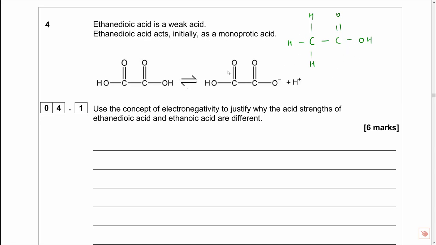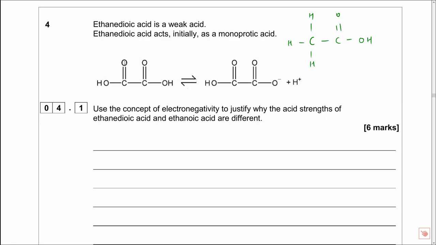Now the big difference is in ethanoic acid we have a methyl group. In ethane dioic acid we have another carboxyl group. So it's a double carboxylic acid, and hence the reason it's a dioic acid. That's fairly straightforward, fairly obvious. How do their acid strengths differ? Well, this bit here makes all the difference. And this is quite a hard question actually, I think it's quite a difficult one to really think about, particularly this idea of electronegativity.